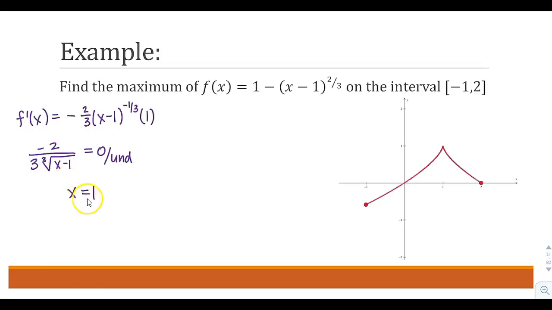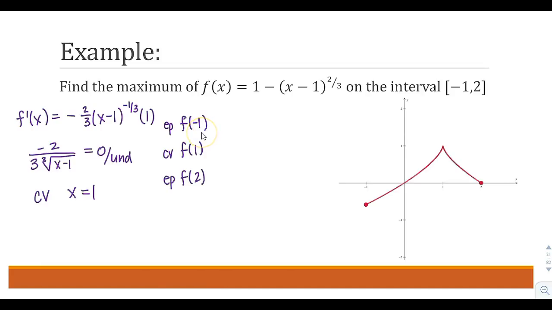So to be a critical value, I want to make sure I can substitute this into the function, that it's in the domain, and it is. If I substitute in 1, I get this piece as 0, and 1 minus 0 is 1, so that's fine. And 1 is also in the given interval. So this is my critical value, and we proceed to plug in the endpoints and critical values into f. So we have f of negative 1, f of 1, and f of 2. So again, we have endpoint, critical value, endpoint.